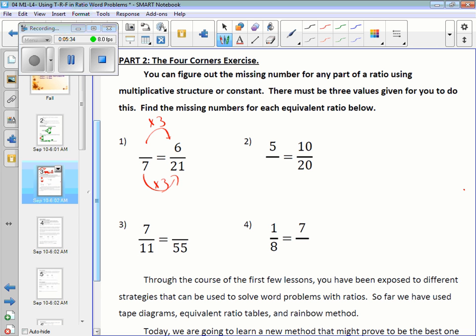What times 3 gives you 6? You don't want to do 6 times 3 and make this 18. You don't want to go backwards. You still got to go forwards. Or you can do, if you want, 6 divided by 3. If you go towards the left, just divide. John, you got it. Missing values 2.